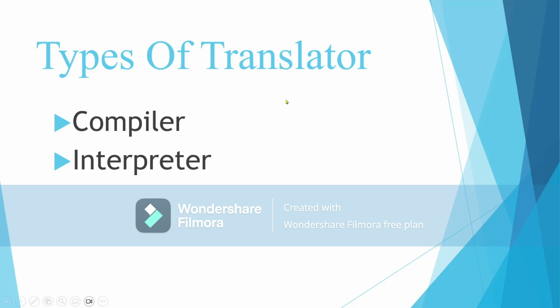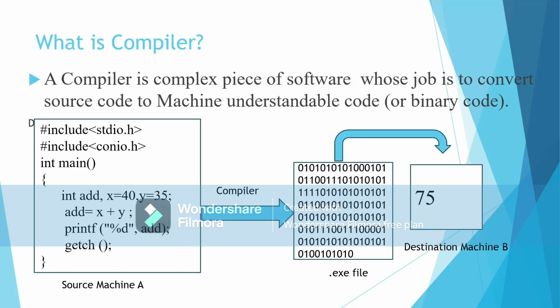Now we'll see types of translator. In types of translator, we can consider the first type as a compiler and the second as an interpreter. We'll see what is a compiler. Compiler is a type of translator, meaning it is doing the work of translating something. We'll define the compiler as a complex piece of software whose job is to convert source code to machine understandable code or binary code.